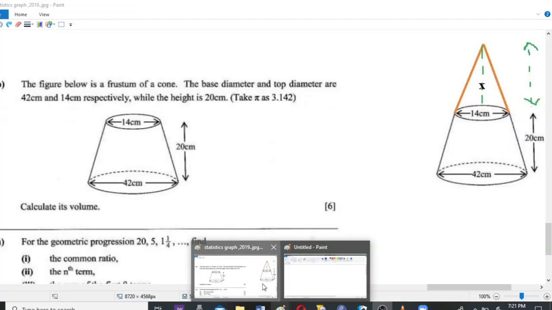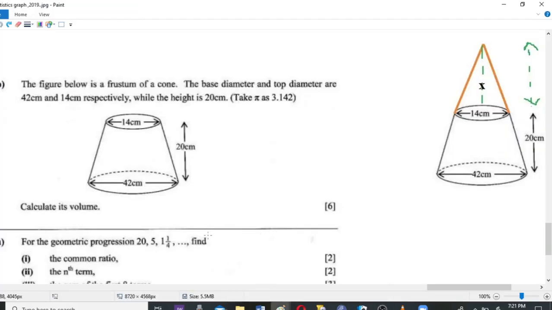We have a very interesting question. As you can see, this is the one here. So the question is, you can read the question. So that is question B. This is the second question we're answering on frustum.